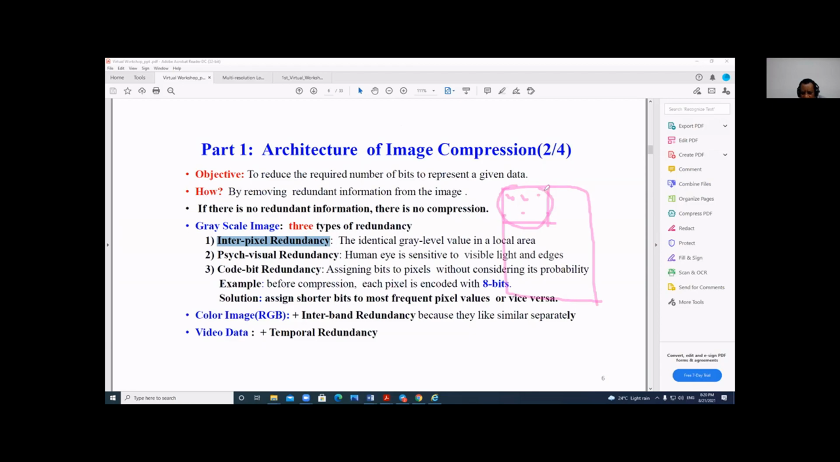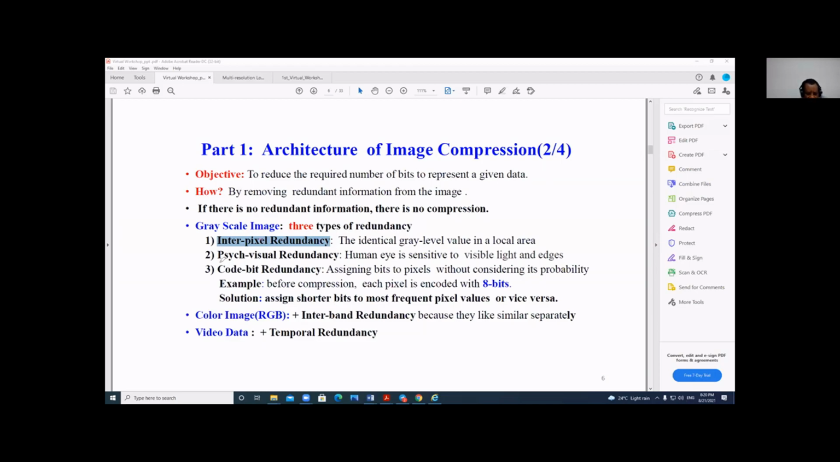That means between pixels, each pixel or the surrounding pixels in a certain local surface area, the value is the same. So 20, 20, 20 means it is repeated. Instead of sending each value, if I send this 20, the receiver can duplicate the remaining part. This is just a simple example. That's why there is interpixel redundancy. By removing the interpixel redundancy, I can reduce the amount of bytes needed to represent the original data.